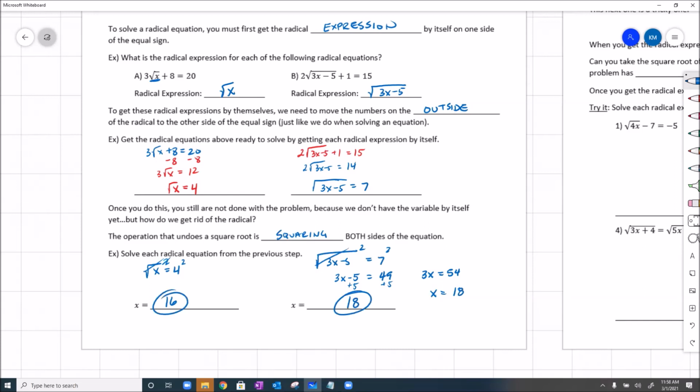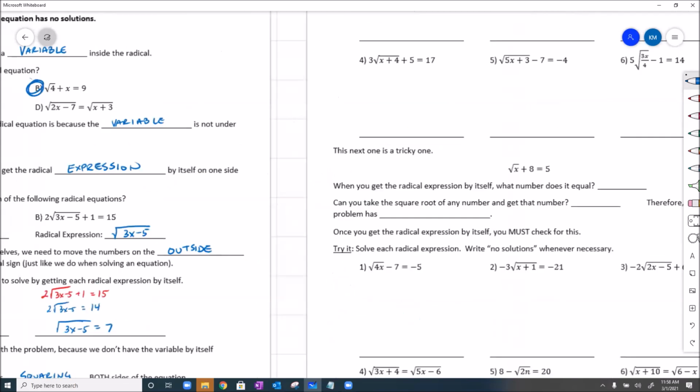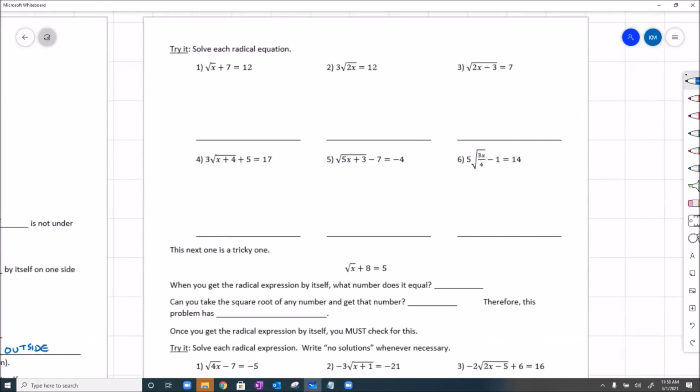So squaring is the new thing for us here, making sure we get rid of our radicals so we can continue to solve for x. Here's how to solve each radical equation. Number 1, we have radical x plus 7 equals 12. Remember, we want to get the radical by itself first. I want to subtract 7 from both sides. Gives me radical x equals 5. Square both sides. x equals 25.